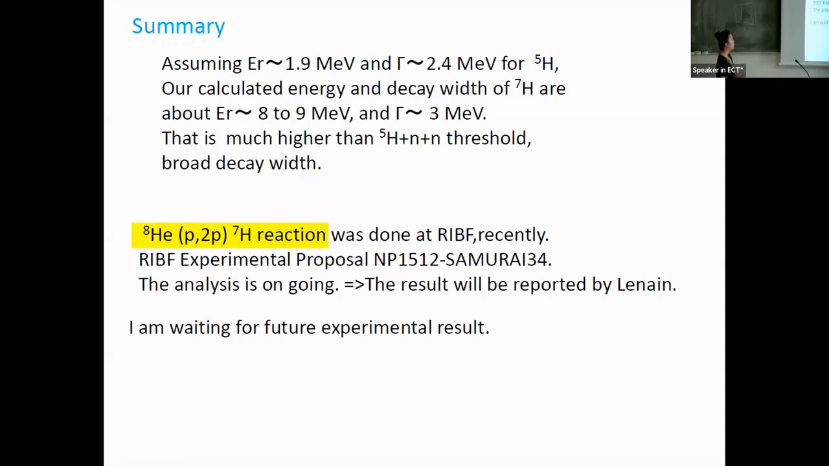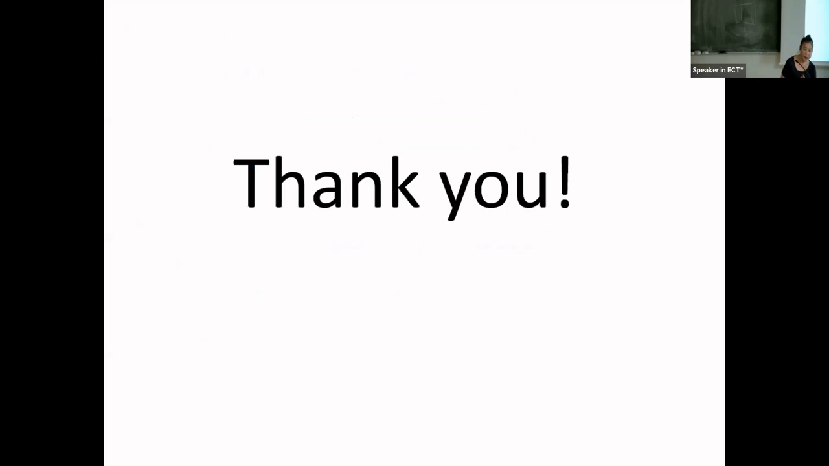And as mentioned before, this reaction was done recently at RIBF. I think the analysis is still ongoing, and the result will be reported by Cyril, maybe in the next morning session, I do not remember. So I am waiting for the future experimental result. Okay, thank you for your attention.